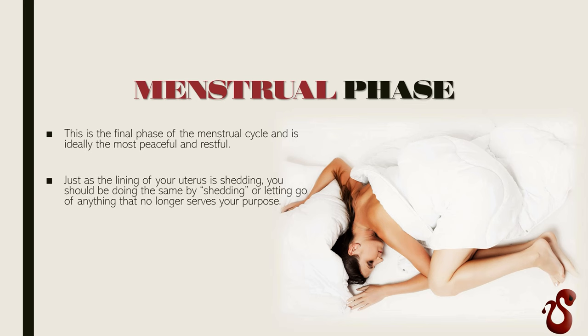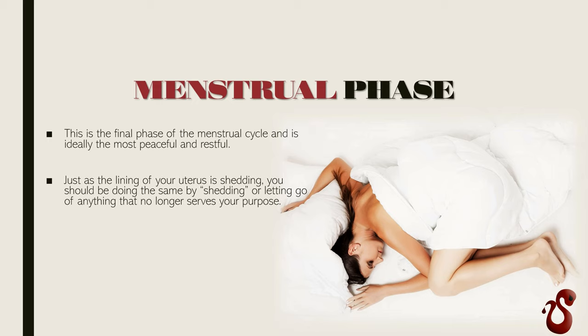When doing self-care from the inside out, the important thing to remember is to get your mind right, to declutter, and to prioritize. So just as the lining of your uterus is starting to shed, you should be doing the same. You should be shedding some of the things that you don't need. And that's what it means to declutter and prioritize. Sometimes it's necessary to hold on in order to let go. And what does that mean?